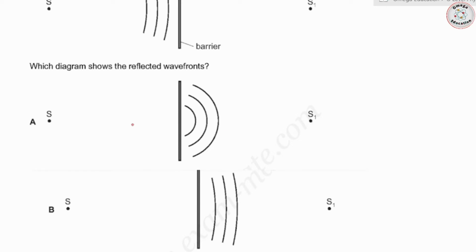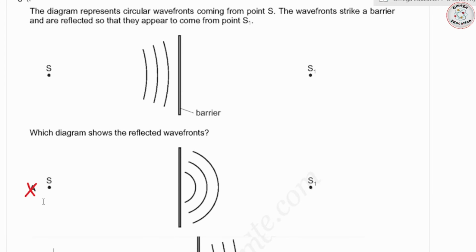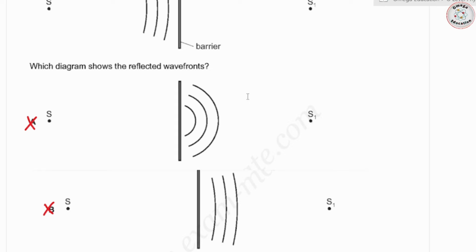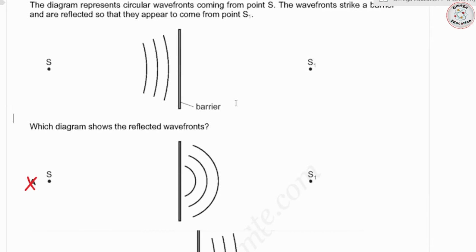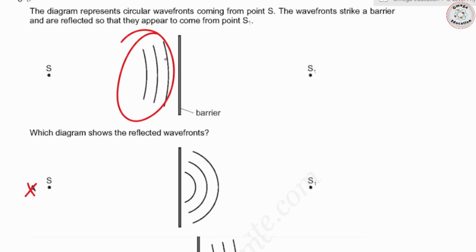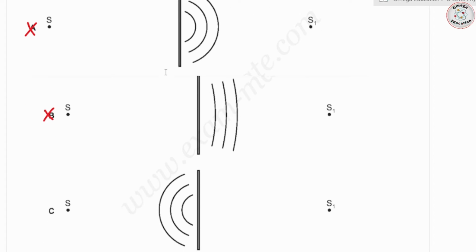Now, we have to discard option A and option B because the waves appear to come from S1. So they should be bent away from S1. So the bending has to be opposite and they should be on the same side of the barrier. If the wavefronts were on the left side of the barrier, they should still be on the left side of the barrier because in the process of reflection, the waves bounce back in the same medium. They don't cross over, they don't penetrate through the barrier. So A and B out of the window.